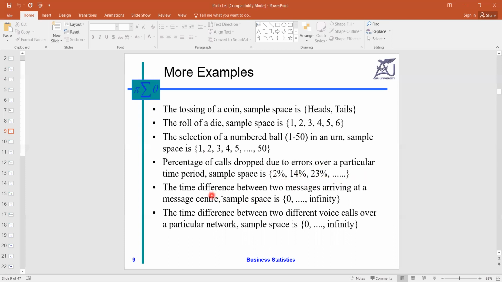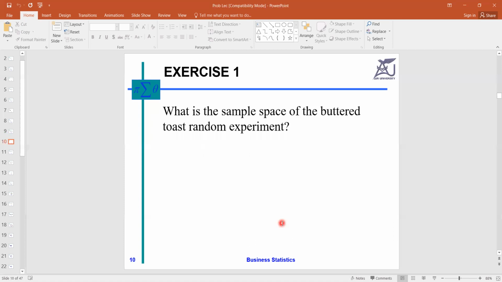On the same line, we have another example: the time difference between two message arrivals. That is also an example of continuous sample space, because we cannot judge or write the time difference between two messages arriving. It starts from zero and goes to infinity. Similarly, the difference between two different voice calls over a particular network is also an example of continuous sample space.